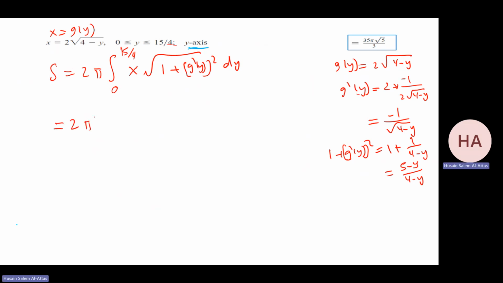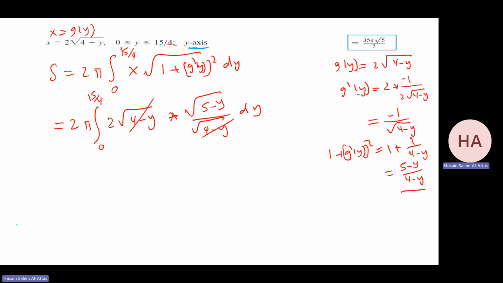Now I need to plug everything in here. That will be 2π integral from 0 to 15 over 4. I'll write x as is, times the square root of this, square root of 5 minus y over square root of 4 minus y, dy. This cancelled. Now I do the calculation. That will be 2π integral 0 to 15 over 4, let me say 4π, of 5 minus y to the power half, dy. You can do it with the substitution, or you can do it right away. Let me just do it right away.